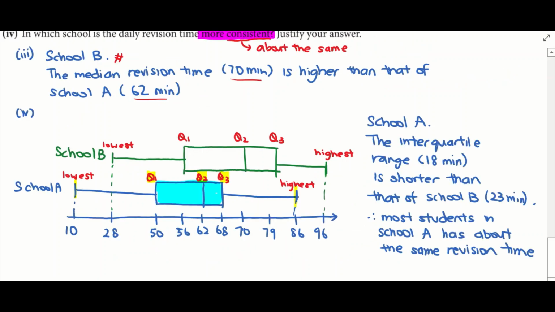The answer would be school A because the interquartile range of 18 minutes is shorter as compared to that of school B, which means that most students in school A have about the same revision time as their peers. This will be the explanation for part 4.